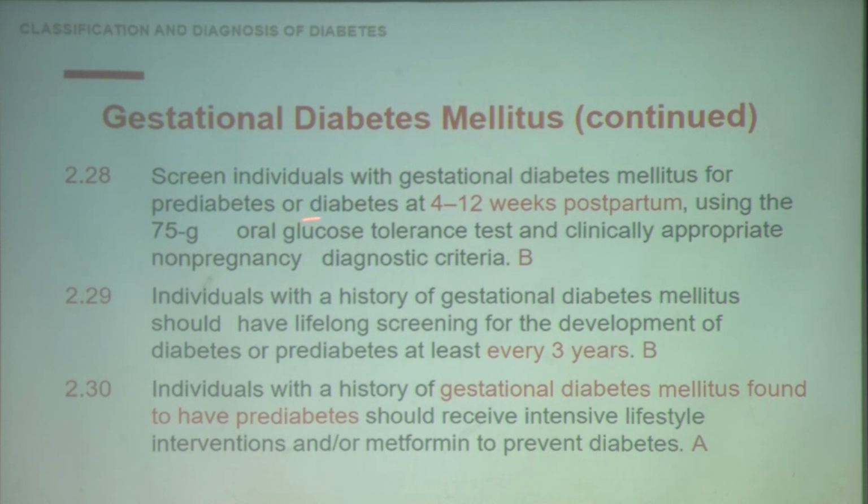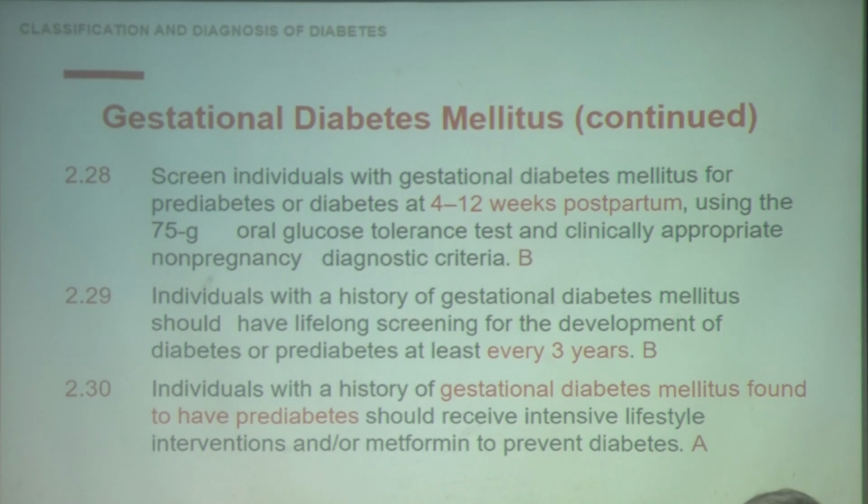That's an important thing. And again, individuals with a history of gestational diabetes should have lifelong screening for the development of diabetes or pre-diabetes. Here also we miss these patients, because they will say, in pregnancy I had it, after that everything is cured. No, please follow up. 60% chance is there for these patients to become diabetic. And individuals with a history of gestational diabetes found to have pre-diabetes should receive intensive lifestyle intervention and metformin to prevent diabetes. Again, the recommendation is A.